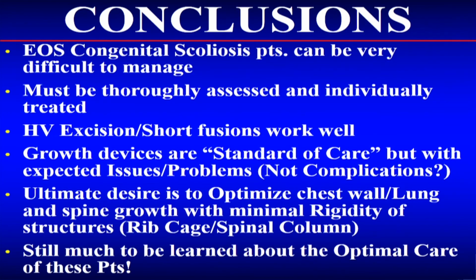In conclusion, congenital scoliosis patients can be very difficult to manage, and they must be thoroughly assessed and individually treated. Hemivertebra resection with short fusions works very well. Growth devices are the standard of care for some of these, but expected issues and problems, maybe not complications, can be anticipated. The ultimate desire is to optimize chest wall, lung, and spine growth with minimal rigidity of the structures, either rib cage or spinal column.